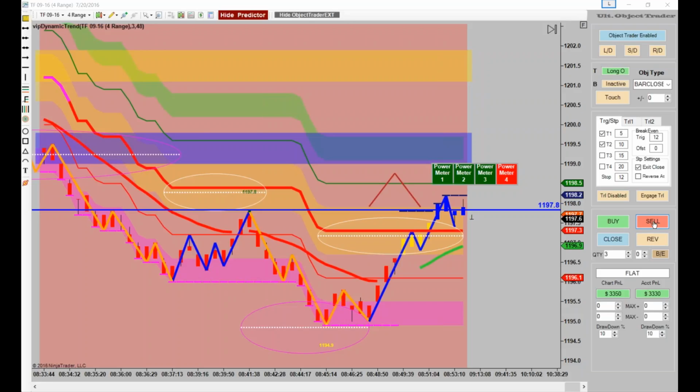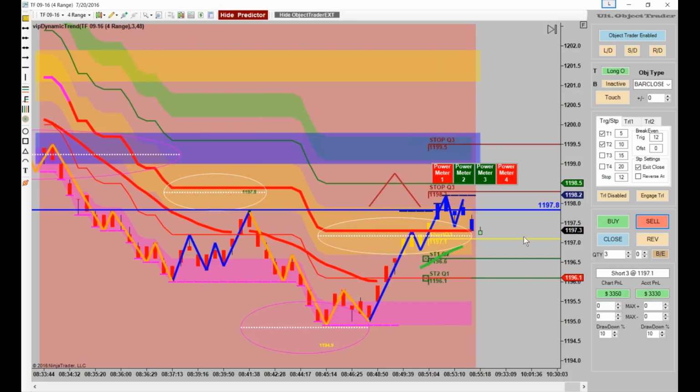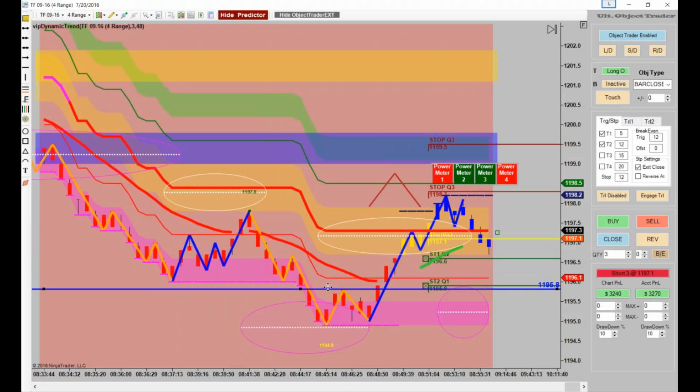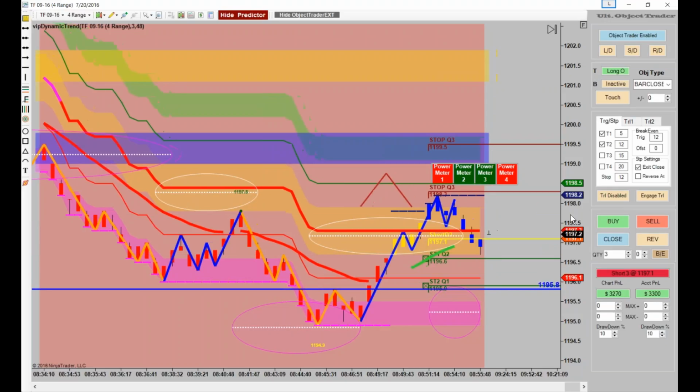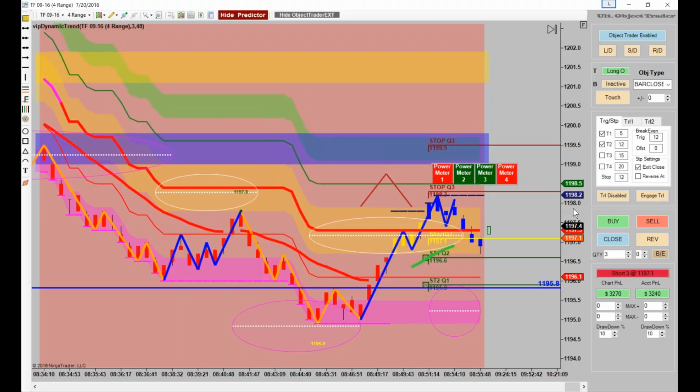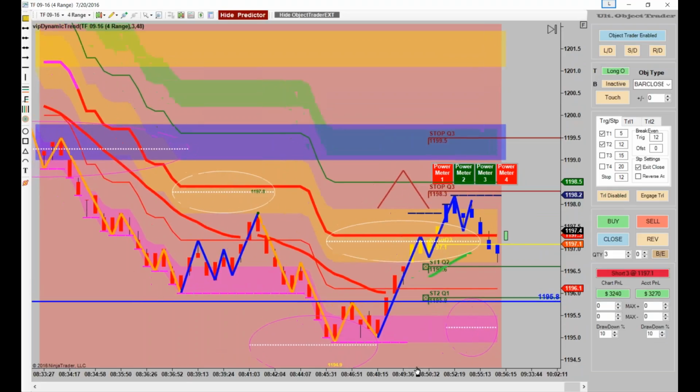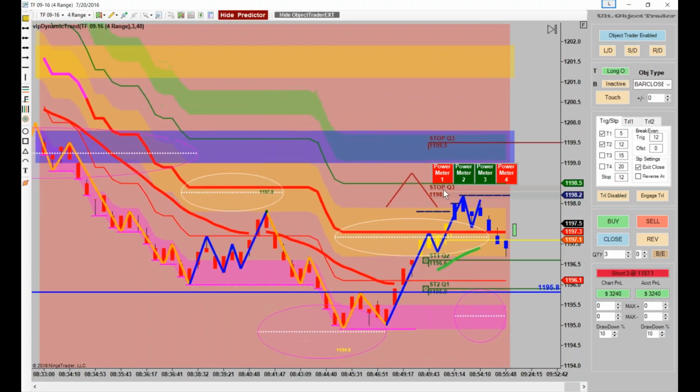Now remember, we're only looking for long if it takes out this resistance, comes back and kisses it. There we go. PowerMeter 1 just went red. I'm going to try to go for right here. Got 2 contracts left. Actually, I got 3 left, sorry. All right, PowerMeter 1 is red.